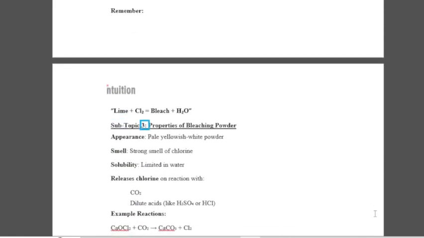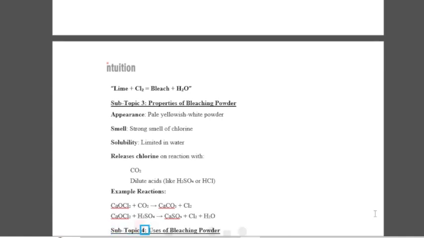Subtopic 3. Properties of bleaching powder. Appearance: pale yellowish white powder. Smell: strong smell of chlorine. Solubility: limited in water. Releases chlorine on reaction with dilute acids like HCl. Example reactions: CaOCl2 plus CO2 gives CaCO3 plus Cl2; CaOCl2 plus H2SO4 gives CaSO4 plus Cl2 plus H2O.